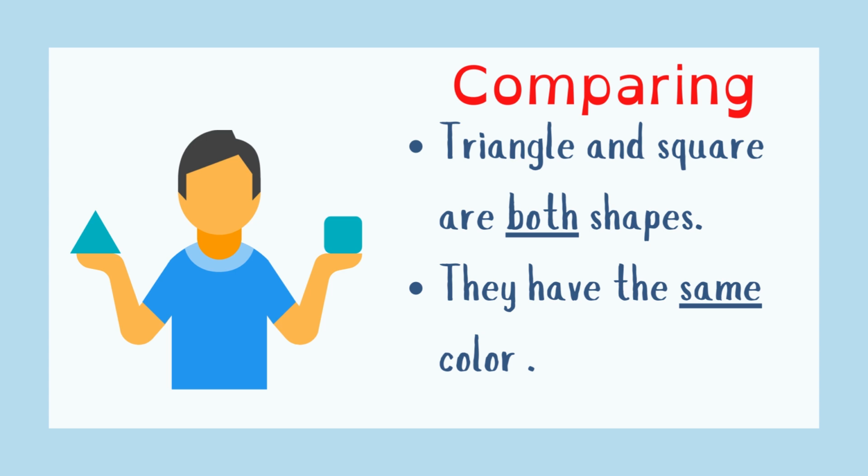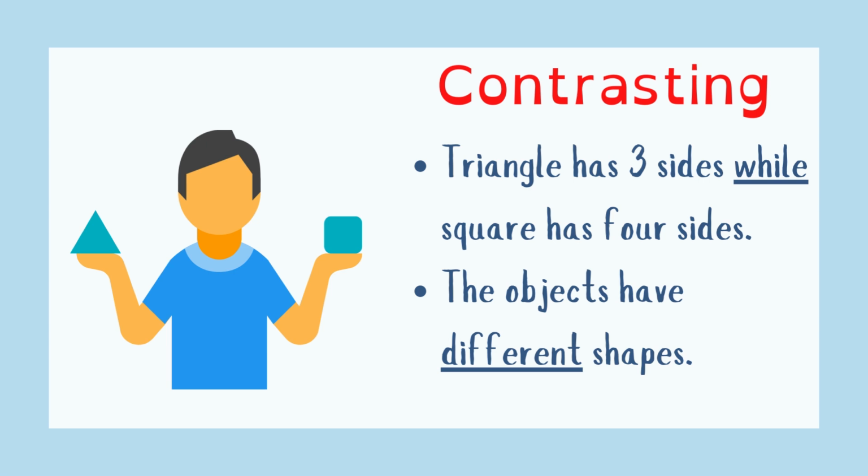When we say triangle and square are both shapes, they have the same color, we are talking about their similarities by comparing them. When we say triangle has three sides while square has four sides, the objects have different shapes, we are talking about their differences by contrasting them.